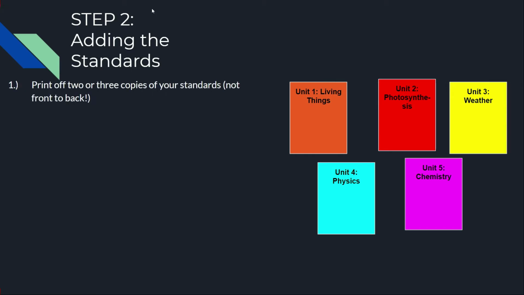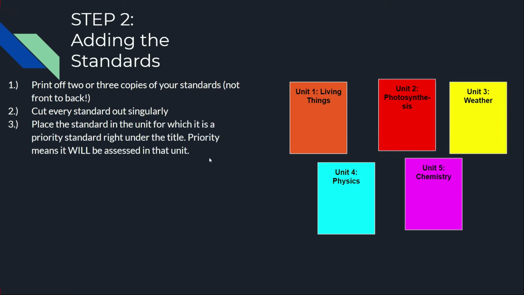So first thing you're going to do is get those expectations and print off at least one copy, and maybe two or three, or you can wait to see if you're going to need a second copy. Don't print them front to back because we're going to cut them out. So as we cut every one of your standards out, probably just printing them on the front is going to work best. And then you're just going to take each one of those cutout standards and place them under the title of the unit in which you are going to teach that particular standard.